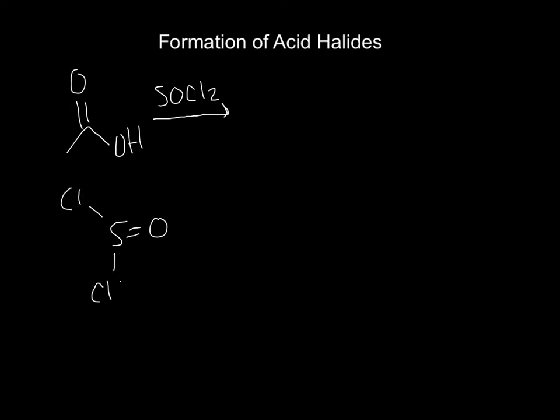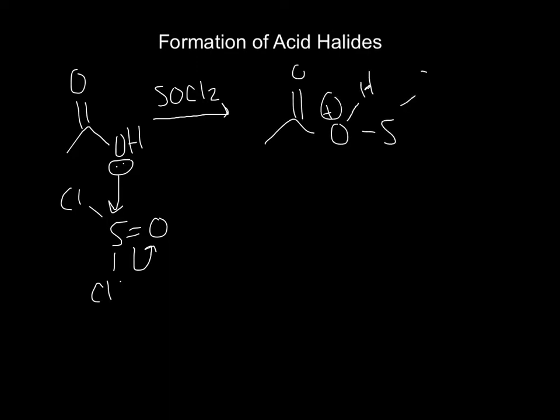First thing to do is ask who has electrons and who wants them. The oxygen on the carboxylic acid has electrons and the sulfur wants them, and it'll push the bond out onto oxygen to form our intermediate with a positive charge on oxygen and then a negative charge on this oxygen. And then this negative charge on this oxygen is going to come back up to form a bond with the sulfur and then push a chlorine ion off.